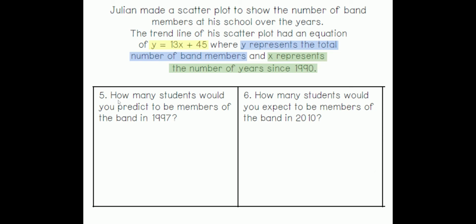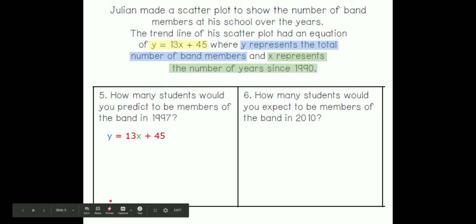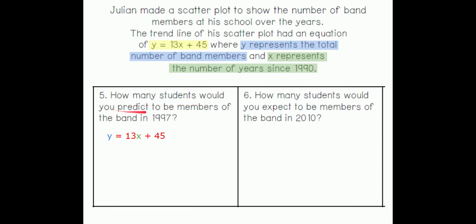So let's go ahead and start. We're already given the equation to answer these questions, so let's write that down. How many students would you predict to be members of the band in 1997? So remember, y represents the total number of members, and x represents the number of years since 1990. Now, we don't know how many students would be in the band. That's the unknown. But we do know that they want us to find out how many members are in the band in 1997. So x, remember, represents the number of years since 1990.